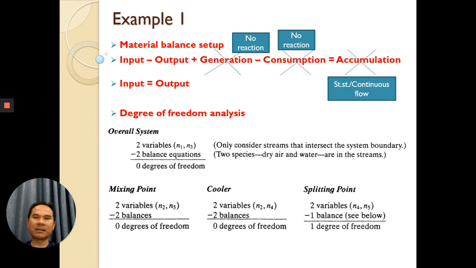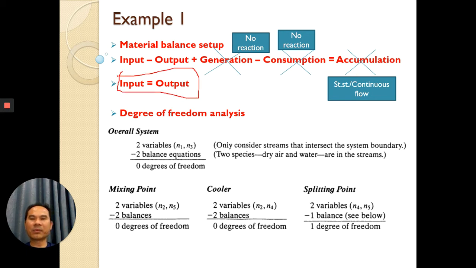For this case, the general equation is input minus output plus generation minus consumption equals accumulation. We have no reaction, that means no generation, no consumption. And it is a steady state process, flow in and flow out continuous, so there is no accumulation. That means input equals output.